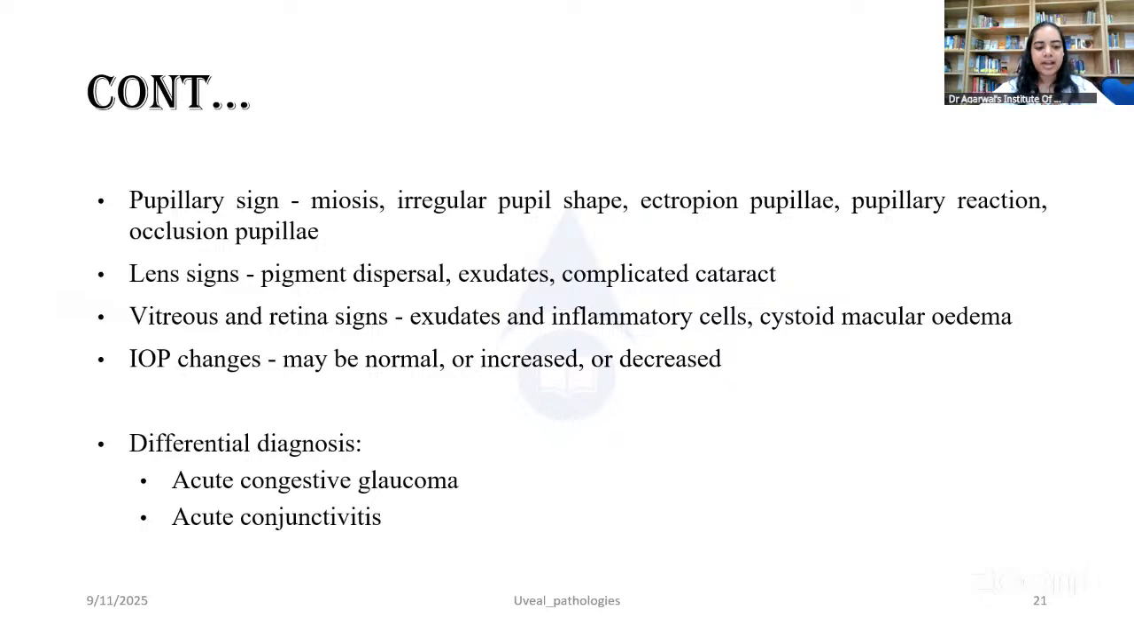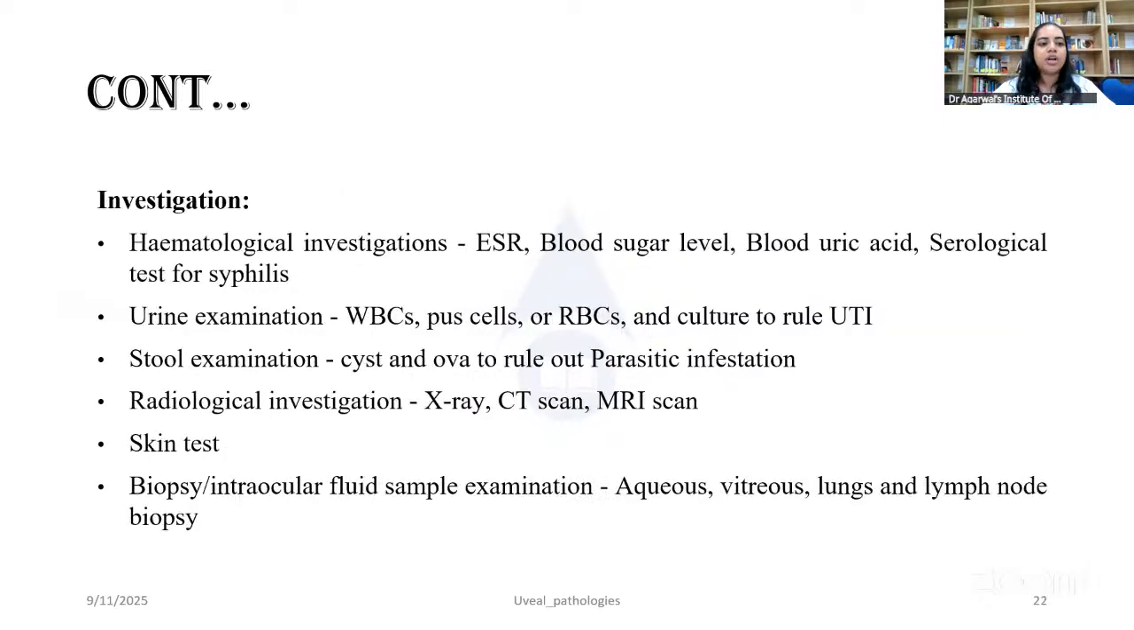Differential diagnosis: acute congestive glaucoma, acute conjunctivitis. Investigations are hematological investigations: ESR, blood sugar level, blood uric acid, serological test for syphilis. Urine examination for WBCs, pus cells or RBCs, and culture to rule out UTI. Stool examination for cysts and ova to rule out parasitic infestation. Radiological investigations are X-ray, CT scan, MRI scan, skin test, biopsy or intraocular fluid sample examination: aqueous, vitreous, lungs, and lymph node biopsy.